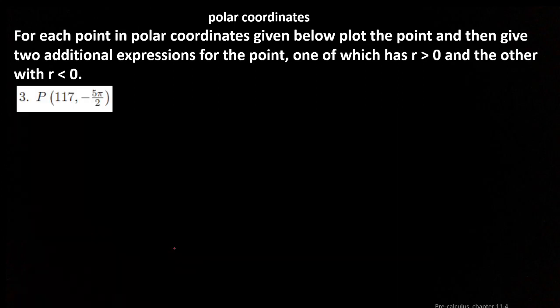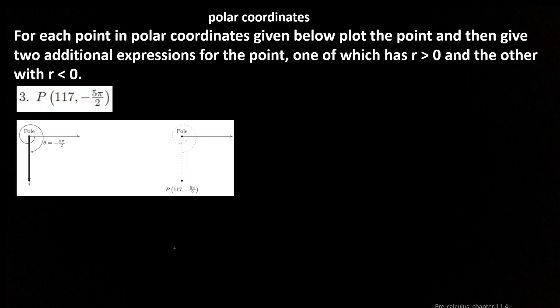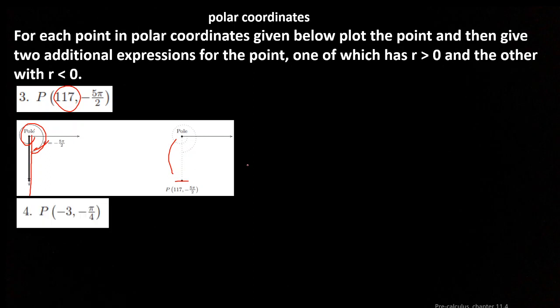All right, so here's another one. Again, negative 5 pi over 2, where's negative 5 pi over 2? Well, you have to go this way. That's 4 pi over 2, and one more, that's 5 pi over 2, that's negative. And then, since r is positive, you go in the direction of the terminal side, 117, that way. So suppose this is 117, of course, it doesn't look like it, but that's okay. We assume that is 117.